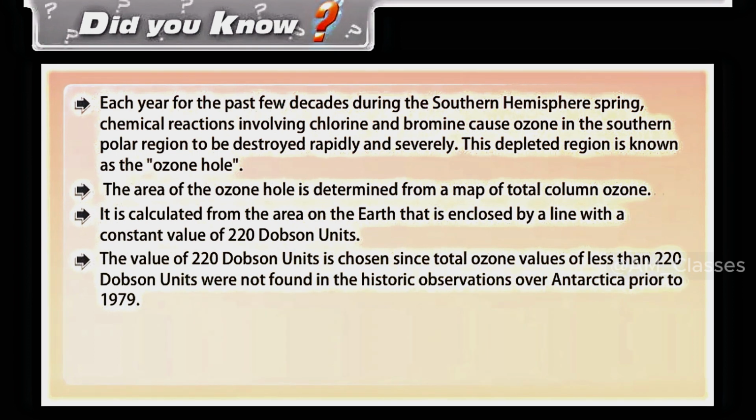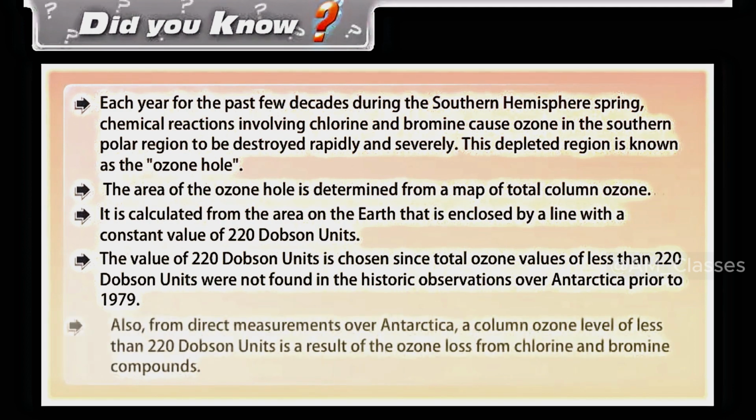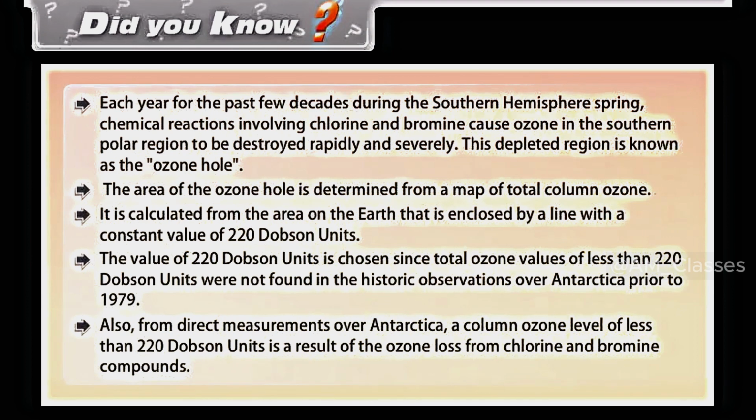The value of 220 Dobson units is chosen since total ozone values of less than 220 Dobson units were not found in the historic observations over Antarctica prior to 1979. Also, from the direct measurements over Antarctica, a column ozone level of less than 220 Dobson units is a result of the ozone loss from chlorine and bromine compounds.